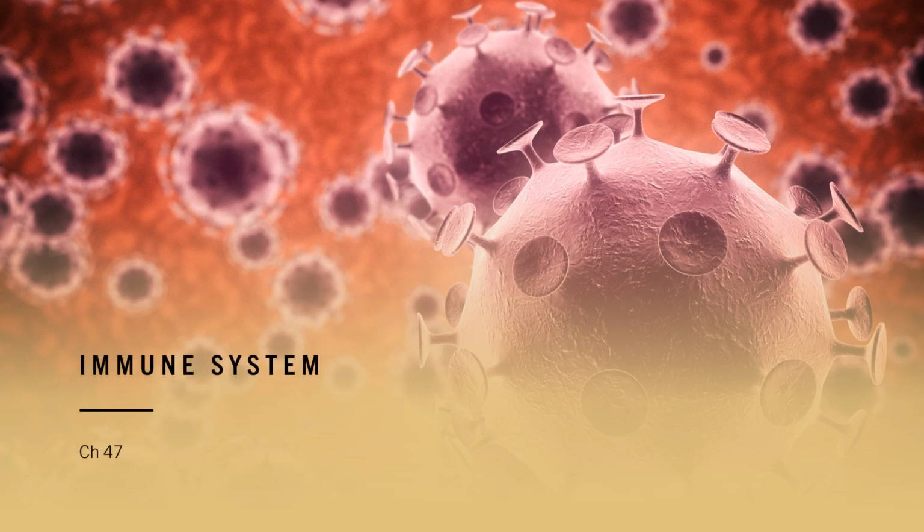So the immune system is what we're talking about. It's chapter 47 of your Ricci text. We're also going to be in chapters 45 and 46, I believe, with the infectious diseases, immune responses, and integumentary. So diseases related to the immune system are one of the leading causes of death worldwide.